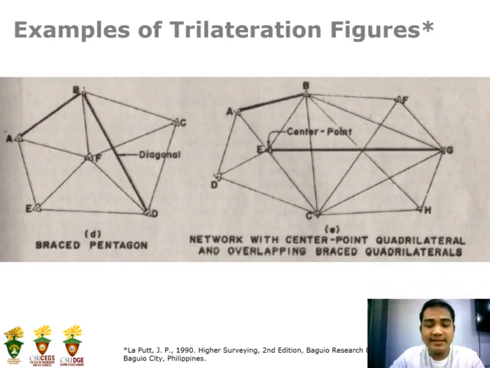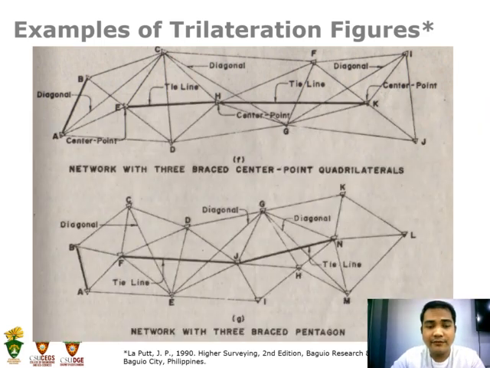So another one is the braced polygon, which also has its diagonal and baseline, and another figure is the network with center point quadrilateral and overlapping braced quadrilaterals. So we also have figures here for trilateration. First is the network with 3 braced center point quadrilaterals, and lastly is the network with 3 braced polygons.